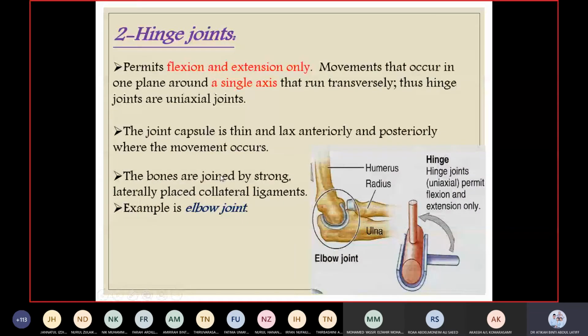Okay, next is the hinge joint. At the hinge joint, the movement that can occur is only flexion and extension. The movements occur in one plane around a single axis. For example, here is the elbow joint. You can only have flexion and extension of the elbow joint.